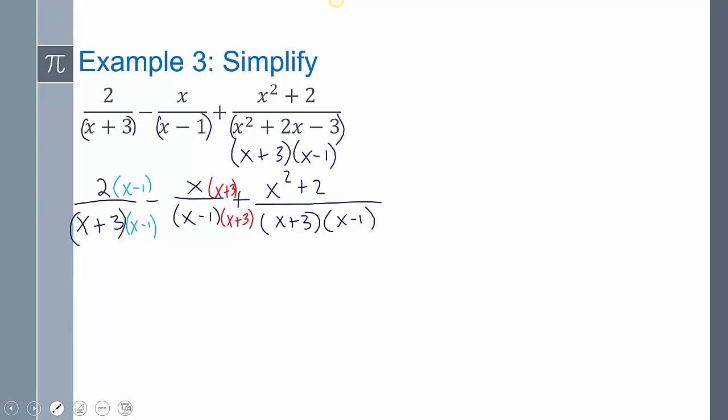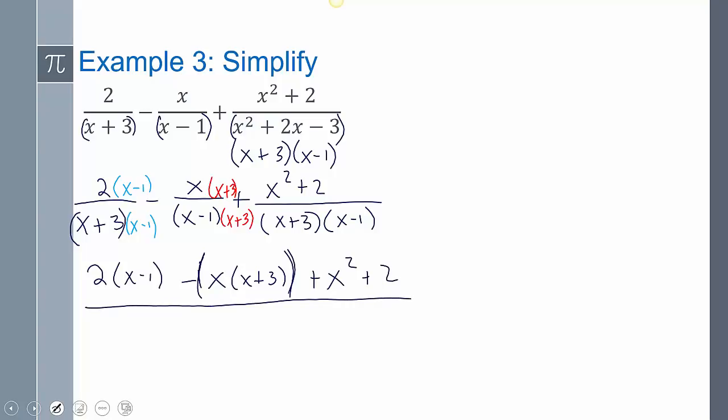So now if you look at them, they all have x plus 3. They all have x minus 1. So all the factors in the denominator are the same. So now I can combine them together. And so this is going to give me 2 times x minus 1 minus x times x plus 3. Now sometimes here when it's a minus, it helps if we put parentheses around that, because I'm going to subtract everything. And then plus x squared plus 2. And you always do that with a minus. You're going to subtract everything. And so that's why putting parentheses helps with that. And then on the bottom, I have x plus 3 times x minus 1.